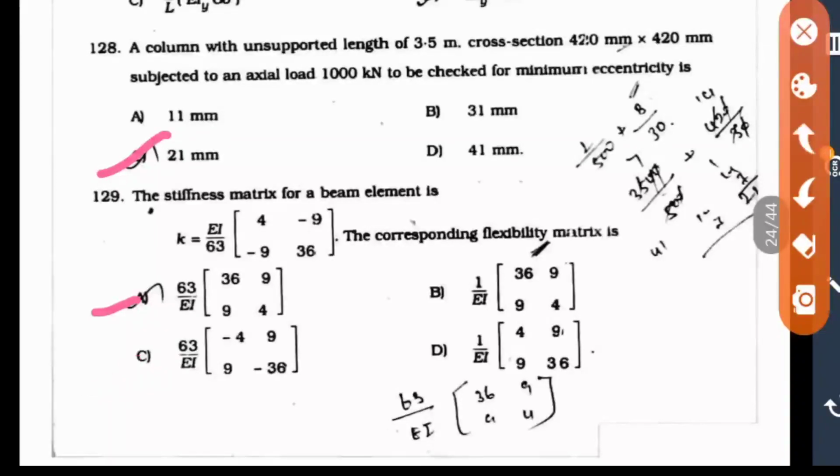And the next step is that the values in the matrix should be written in the inverse order. So how to write that: the first element and the fourth element of the matrix have to be interchanged, and the second element and third element of the matrix should have their signs changed. So this is the simple step we have to do. So this 4 and 36 have to be interchanged, and minus 9 is there in the second and third, so it should be changed to plus 9. So if you see that, option A will be your right answer.